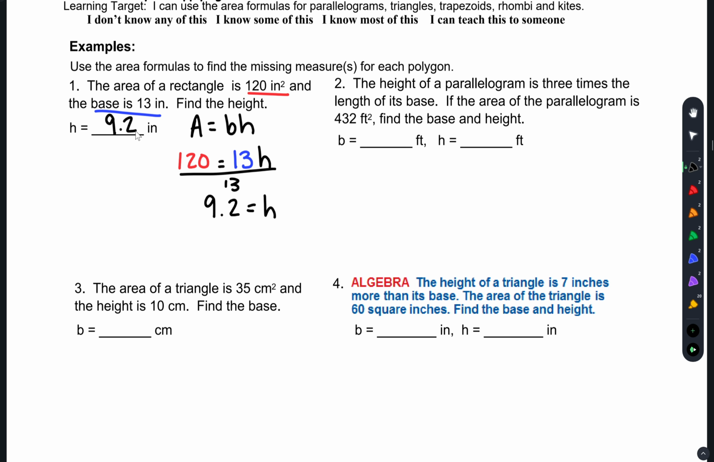Number 2 gets a little bit more complicated, I think. We are looking at the height of a parallelogram is 3 times the length of its base. If the area of the parallelogram is 432 feet squared, find the base and the height. So it doesn't actually give us any of those measurements. It just tells us what they are in relation to each other. I'm going to start the same way. The parallelogram has the same area formula as a rectangle. It's base times height. I know the area is 432.